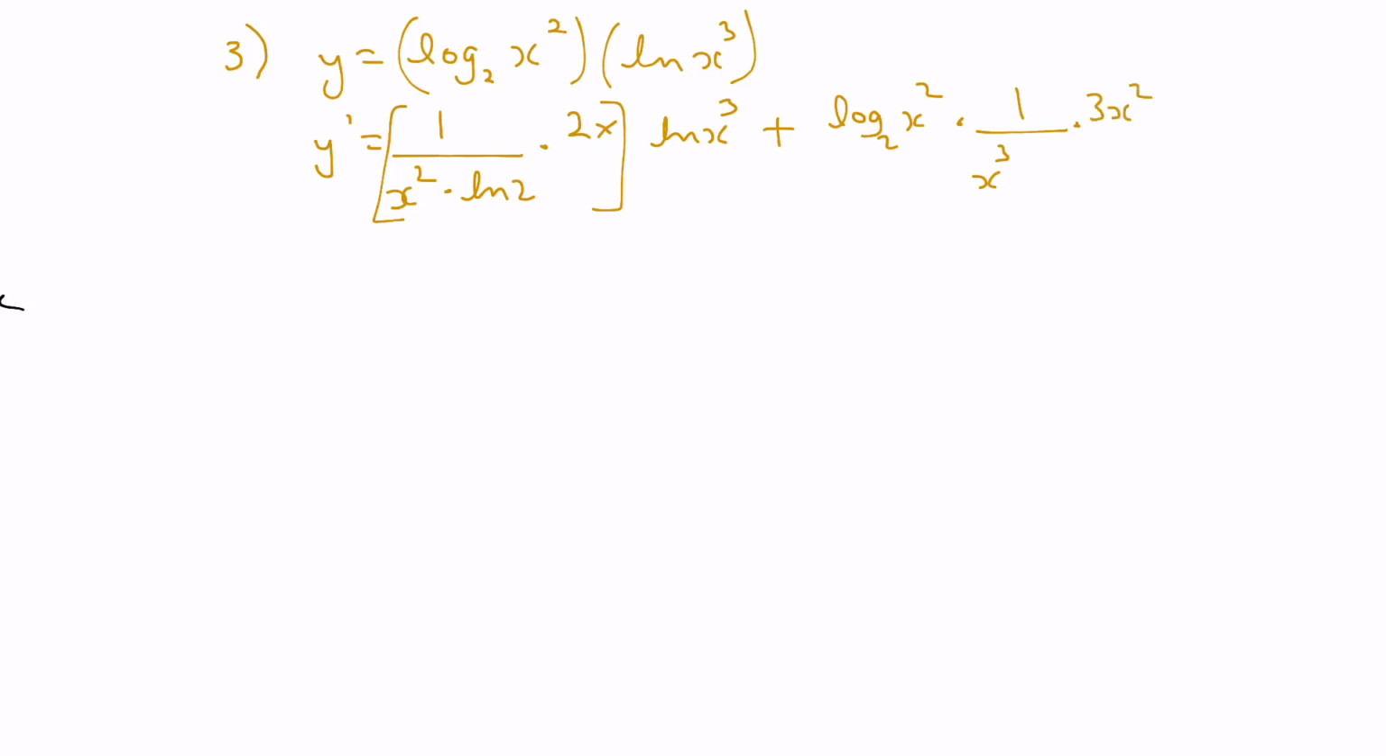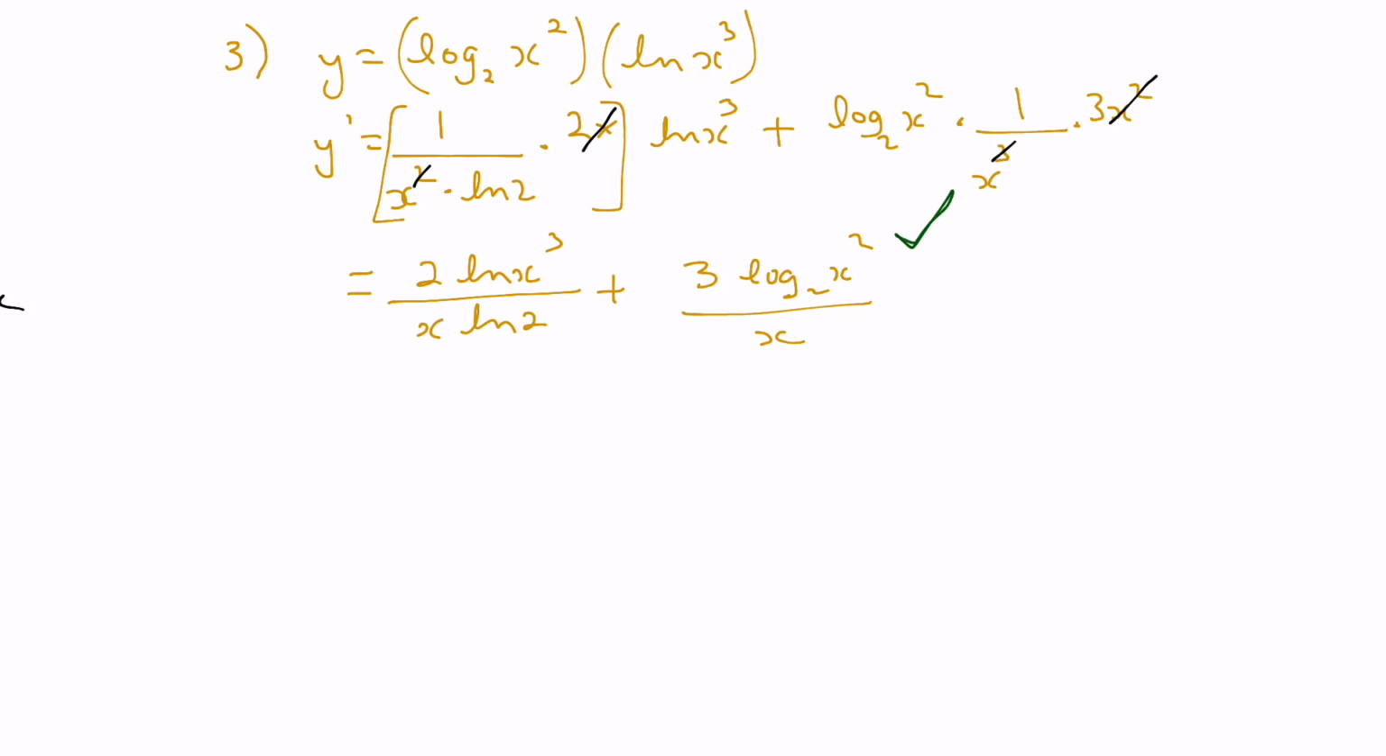Okay, let's clean this up as best we can. I could factor out an x there and take one away there. 2 x's there, leave 1 in the bottom. So we'd end up with 1 times 2, which would give us 2 times ln x cubed at the top, divided by x ln 2, plus 3 log base 2 of x squared all over x. Okay, I think that's about as far as we need to go. That could be our answer.